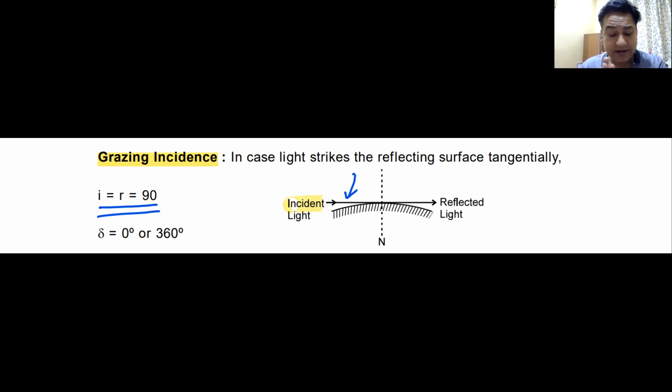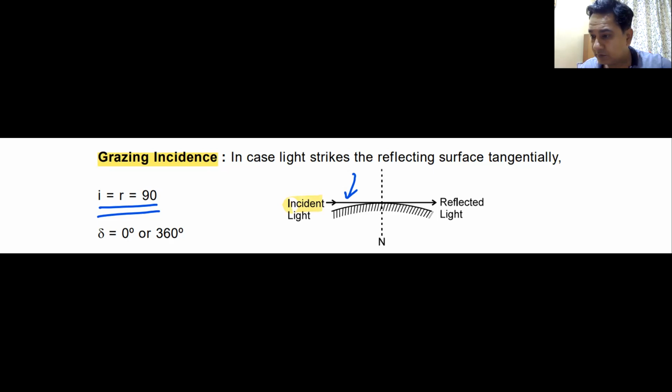When I say light is incident normally, I mean the angle is 0. When I say light is at a grazing incidence, I mean the angle is 90 degrees. In both cases, the angle of incidence and angle of reflection are the same.